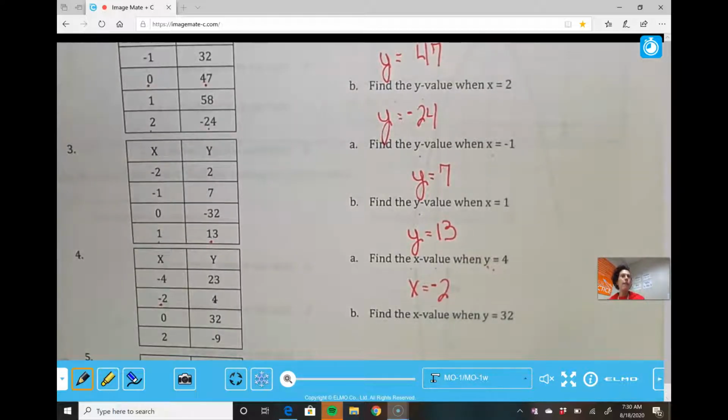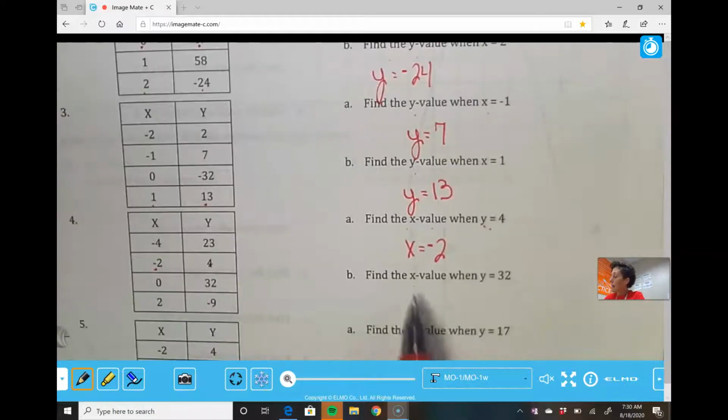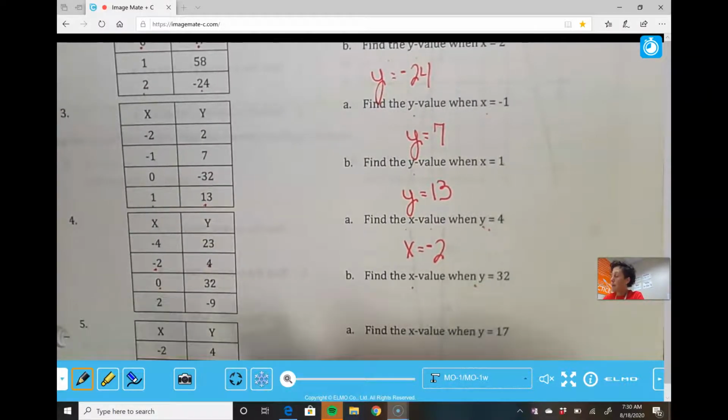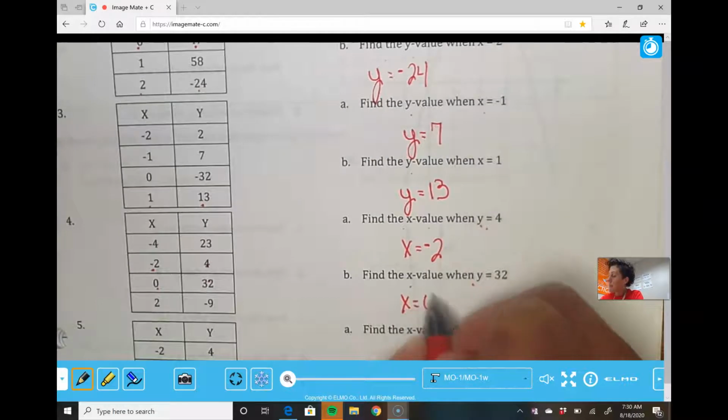So definitely, if we have some type of assessment, slow down, read the question. What are you given? What do you asked to find? Because I almost messed that one up. B, find the x value when y equals 32. So again, I'm going to go to where y is 32 and my input is 0.